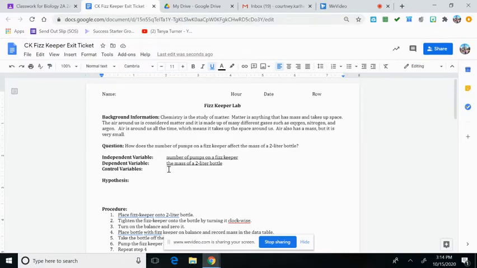Also, we will be having a 2-liter bottle, and think about how we measure mass or how you measure weight if you're at the doctor's office. These are probably some things that you'd want to keep the same. So I'll let you take a second and think about what I just said and try and write down 3 control variables, 3 things that we need to keep the same.